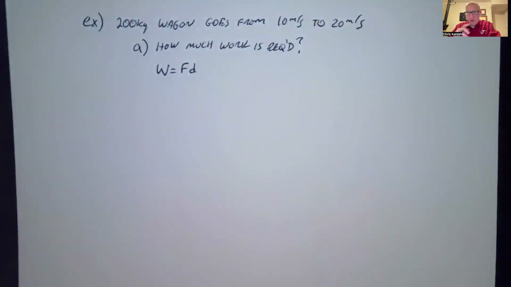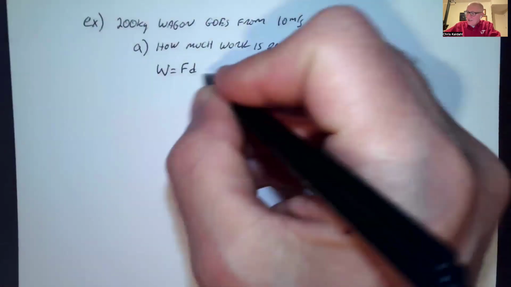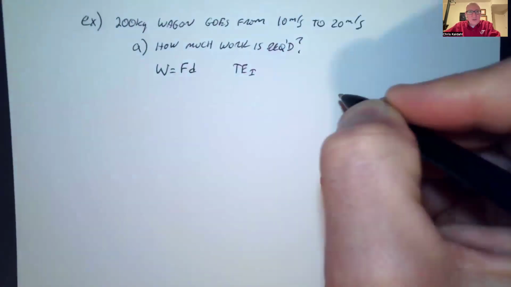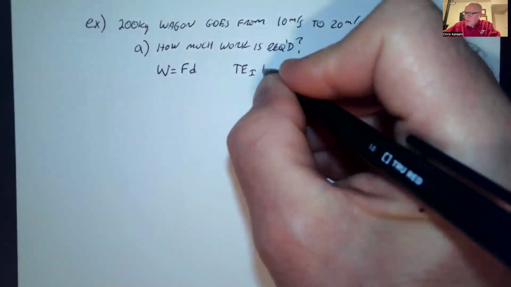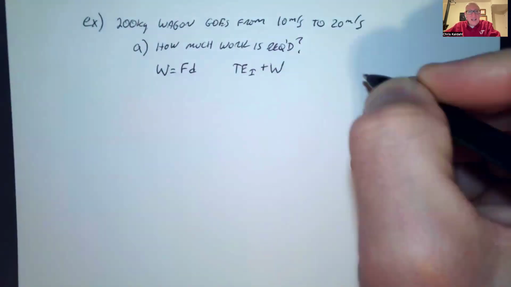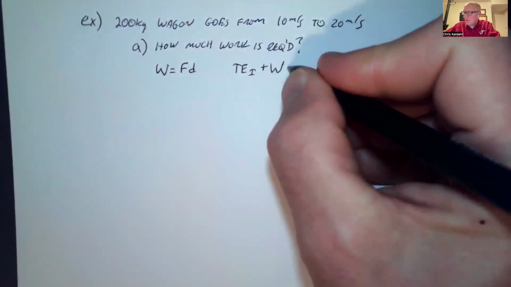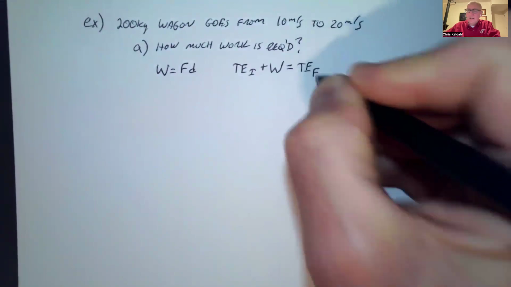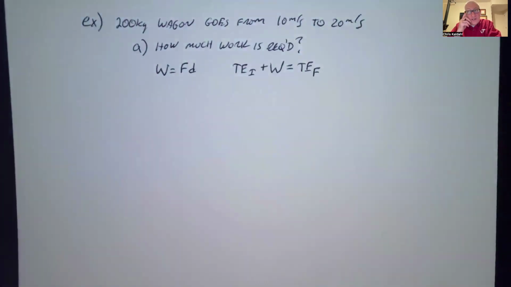But what we also know is that, if that doesn't seem useful, we do know that the total energy we have at the beginning plus or minus work, right? If we have an energy gain, it's probably a positive quantity. If we have an energy loss, it's probably a negative quantity. But that's going to equal the total energy at the end.